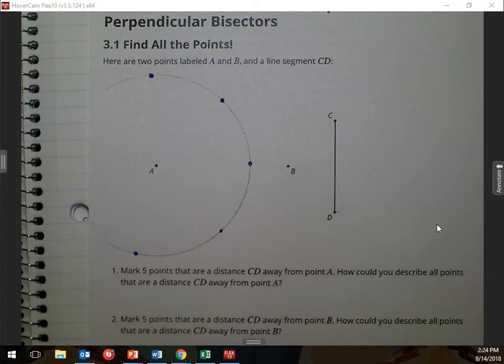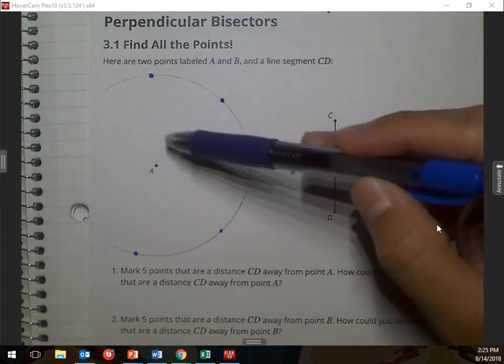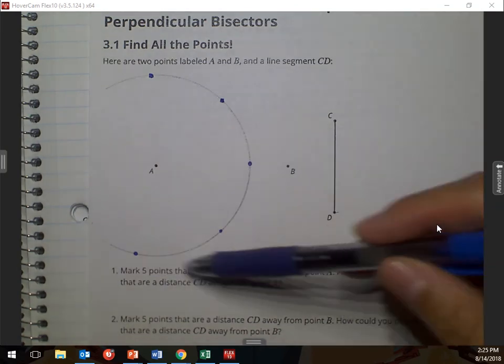How do you describe all points that are distance CD away from point A? Why are all those points on the circle? Very good. They all are CD away from point A, but by doing that, what was CD for that circle? What part is CD of that circle? CD is the blank. Isn't diameter all the way across? It's the radius, isn't it? Yeah. So CD is the radius. So how can we describe all points that are distance CD away from point A?